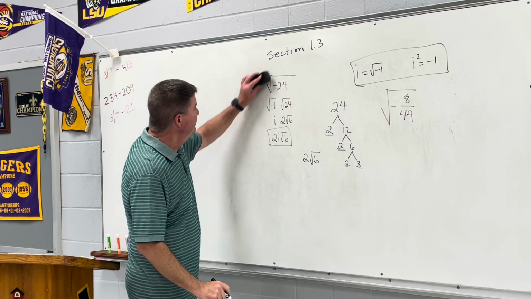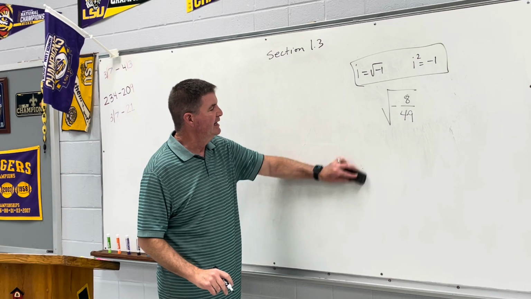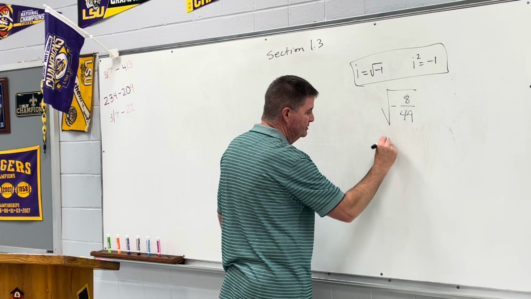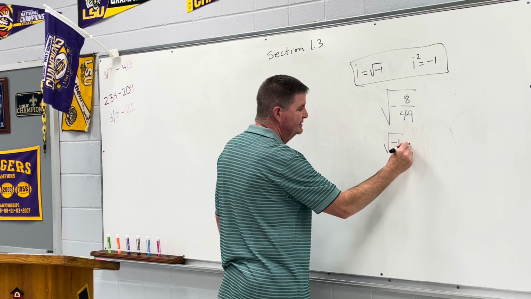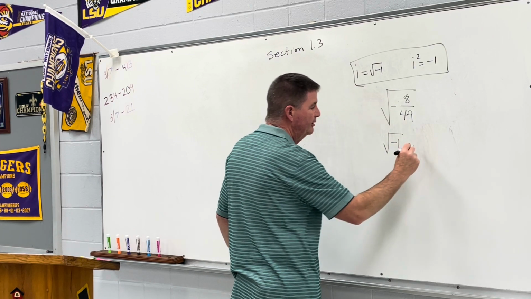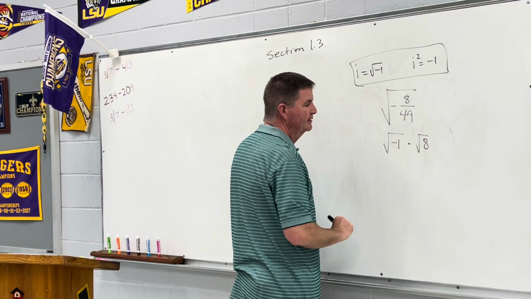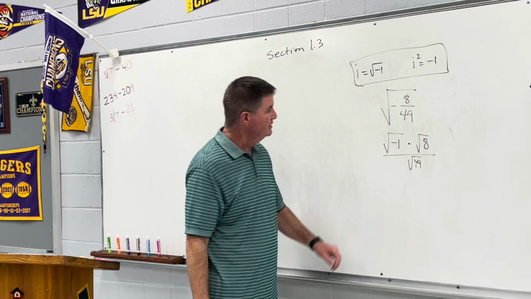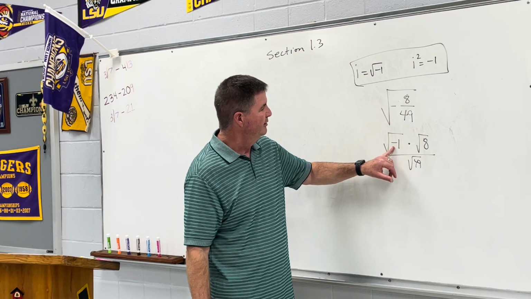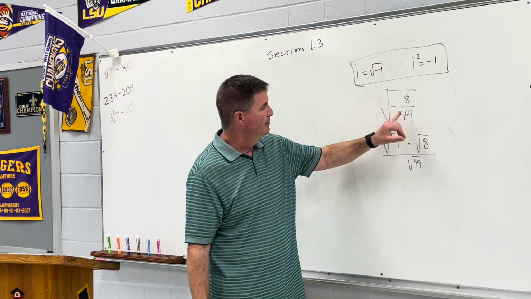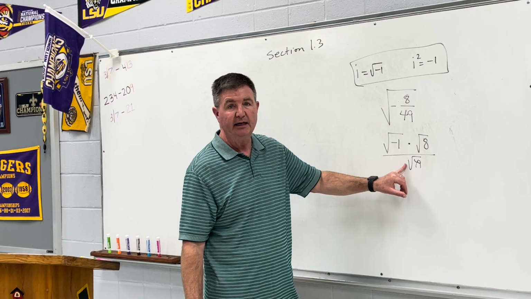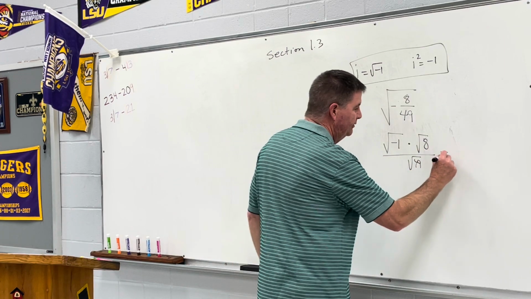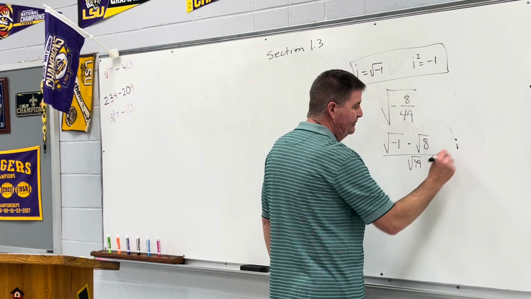Well, what we're going to do here is take out the square root of negative 1 to make it positive. So that would be the square root of negative 1 times the square root of 8 over the square root of 49. I'm literally taking out the square root of negative 1, making 8 a square root, and what's in the denominator a square root. And we're going to tackle each individual thing. The square root of negative 1 is going to be i.